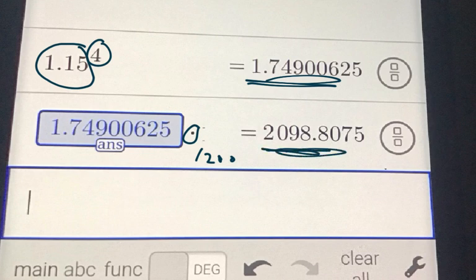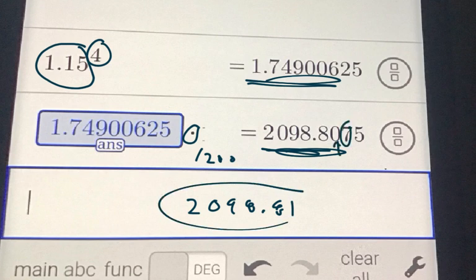And so there is our final answer, 2,098 point. So if I rounded this off to money, I would say $2,098.81, because that 7 means I round this 0 up to a 1, right? So that should be our correct answer.